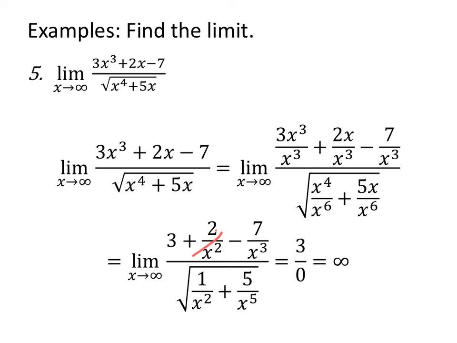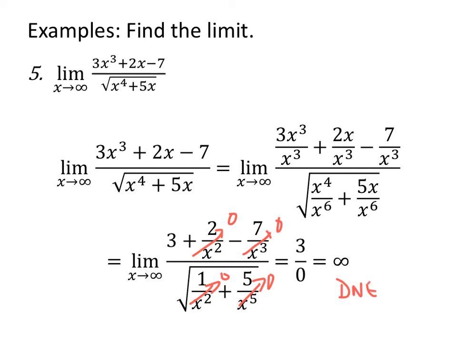But as x does go to infinity, this becomes 0. This becomes 0. This becomes 0. This becomes 0. And I end up with 3 over 0. And 3 over 0 usually does not exist. That's a great answer, and that'll work.